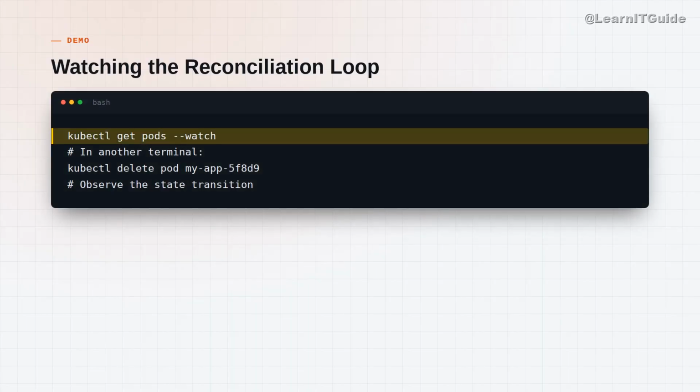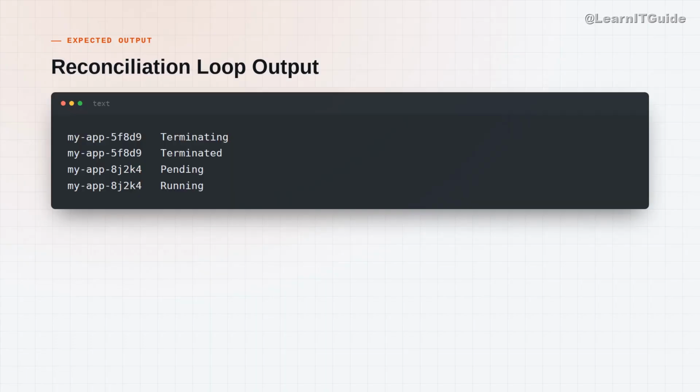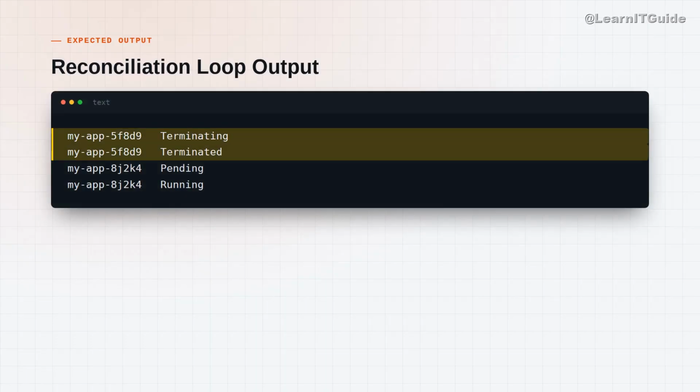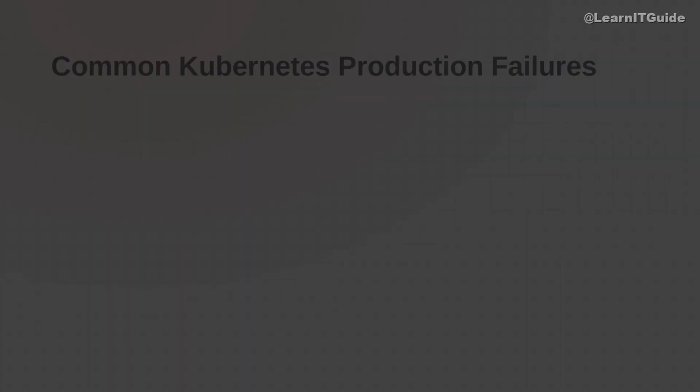You can observe this loop in real time. The first command on line 1 sets up a watch stream. When you delete a pod on line 3, you see the immediate reaction on your screen. Look at the sequence here. The pod terminates, and immediately a new one is created in a pending state. This happens in milliseconds. If you have a cluster with hundreds of microservices, this is happening thousands of times per hour.